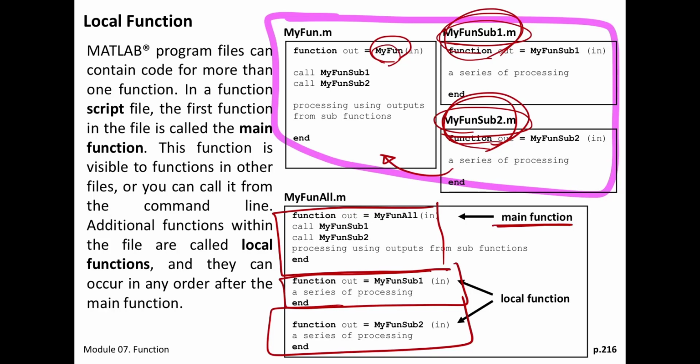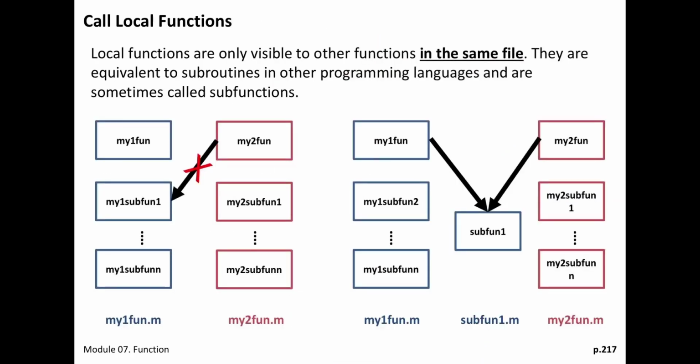Okay. In this case, it'll be more convenient and organized to place the sub functions in this my function file, because they exist only for my function, so we don't need to store them as individual files, right? So here's the diagram. Okay, my function has two sub functions.